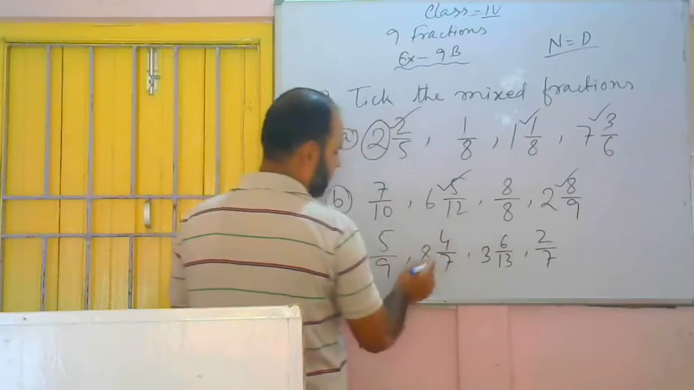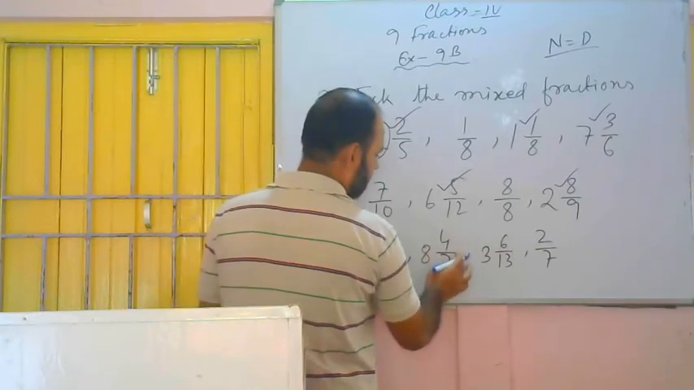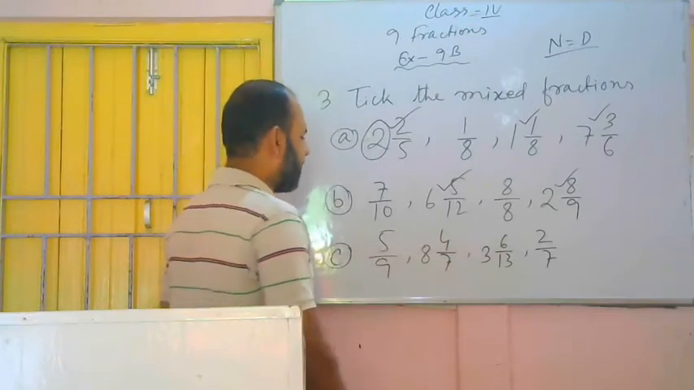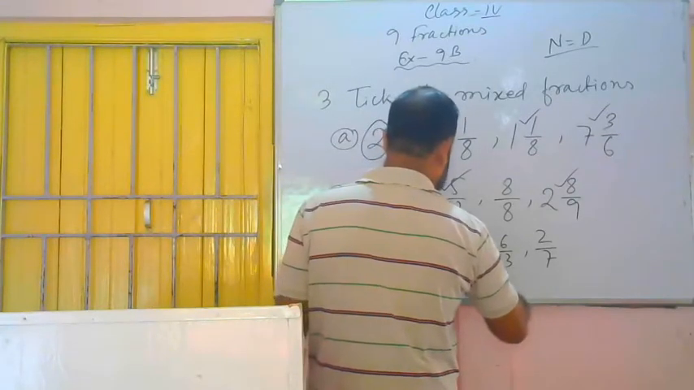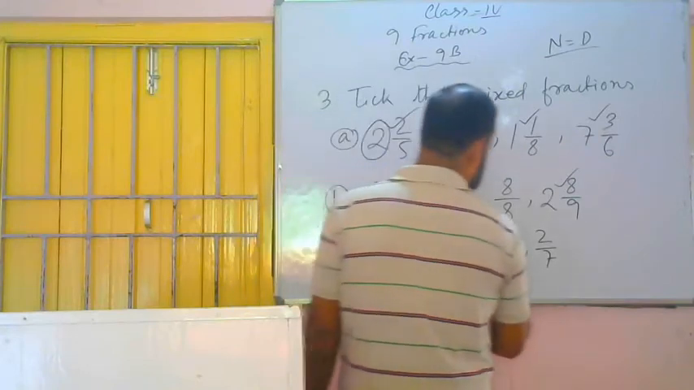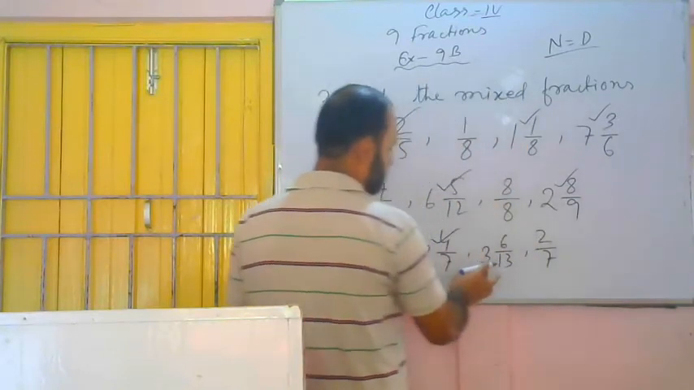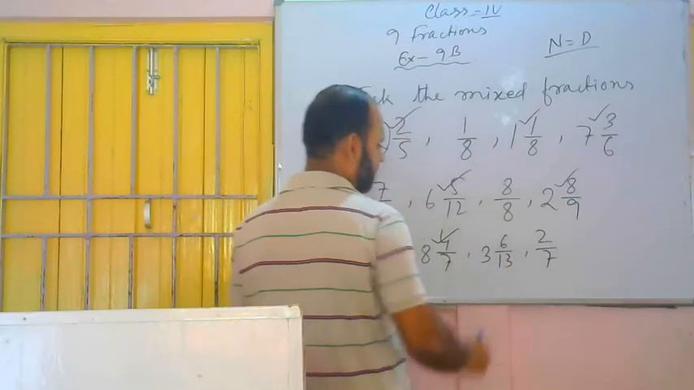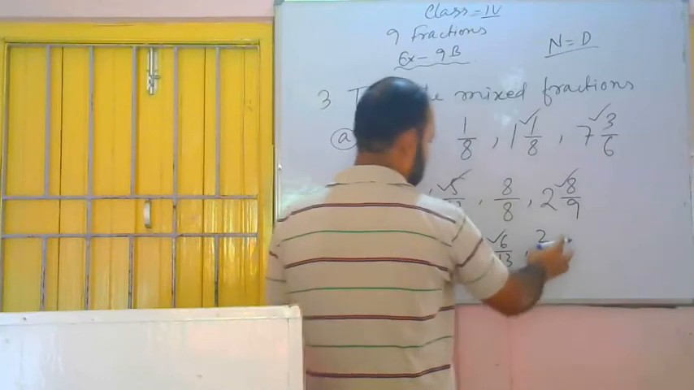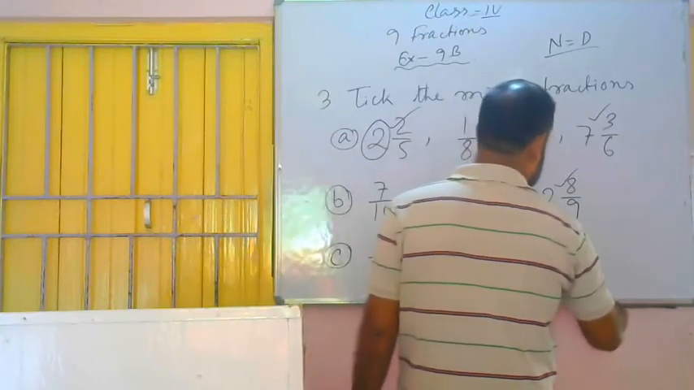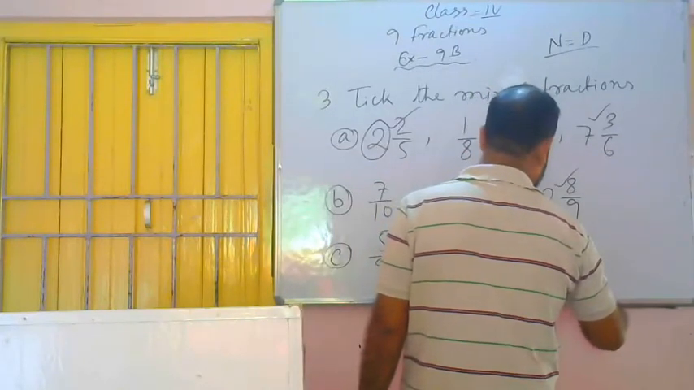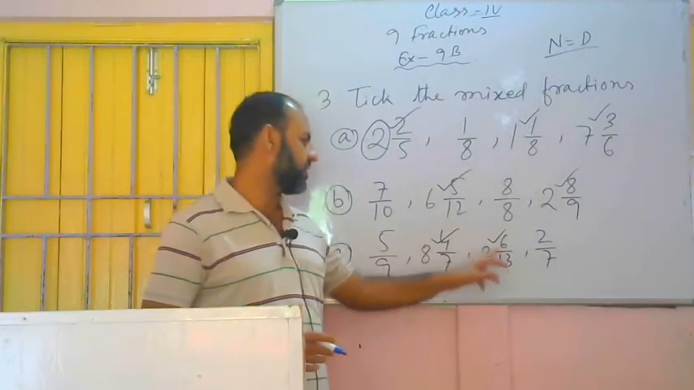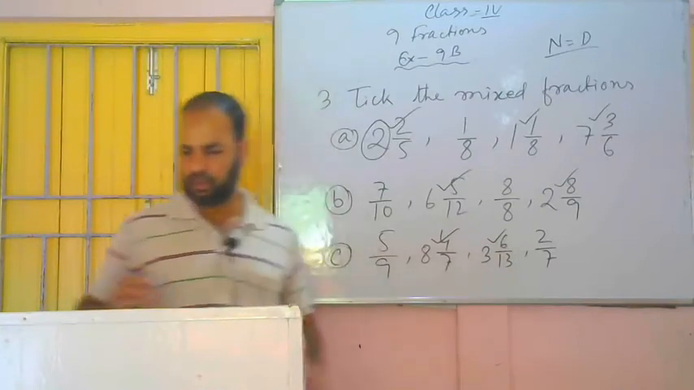Here 8 is the whole number and 4/7 is a proper fraction. So this fraction is a mixed fraction. We take this one. 3 6/13: 3 is the whole number and 6/13 is a proper fraction, so this one is also a mixed fraction. 2/7 is a proper fraction, not a mixed fraction. So only 8 4/7 and 3 6/13.